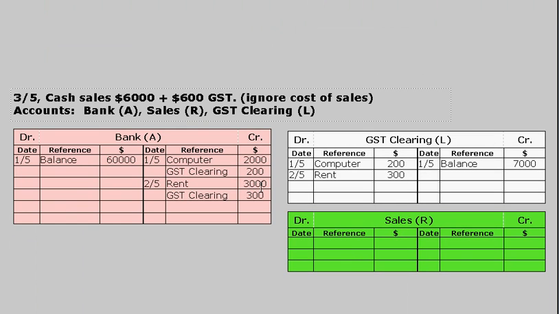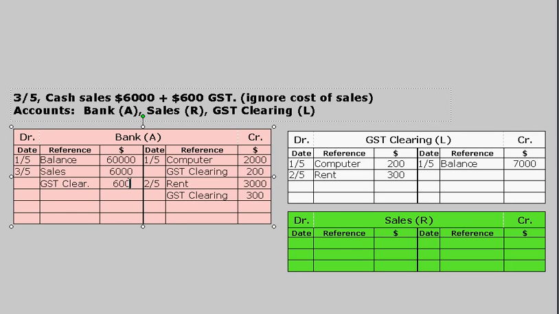Let's do a cash sale transaction, but for the moment let's just not worry about the cost of sales. We'll do that later. So let's record the cash sale, $6,000 plus the GST received, and see how that's going to affect the ledger accounts. We've just received $6,600 on the 3rd of May. So we debit bank and we write sales, $6,000. And we also write GST clearing $600. You can put that on the same line if there was space.